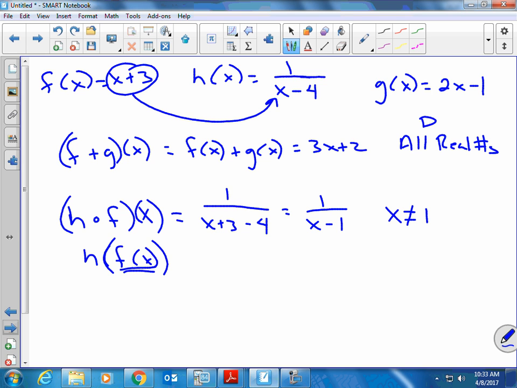Let's write that in set notation. Think about how to do that. The set of all x such that x is not equal to 1. That is my domain. Cannot plug in 1 for x. Okay?